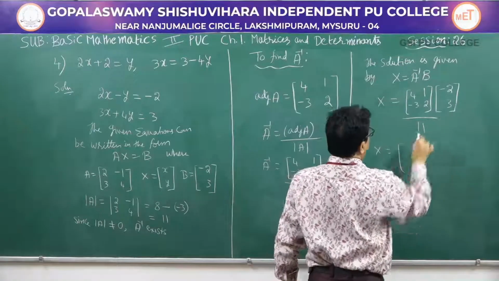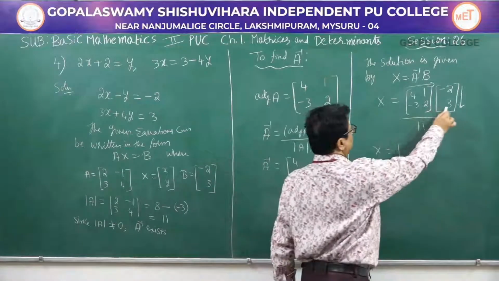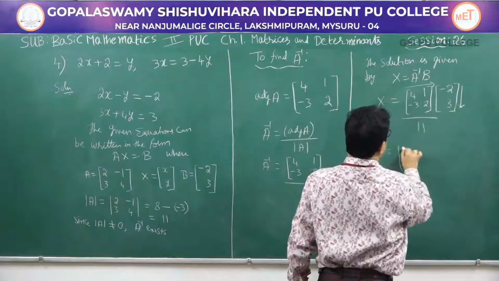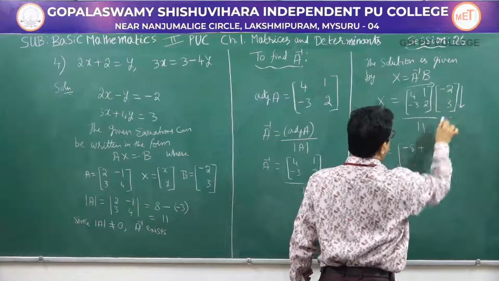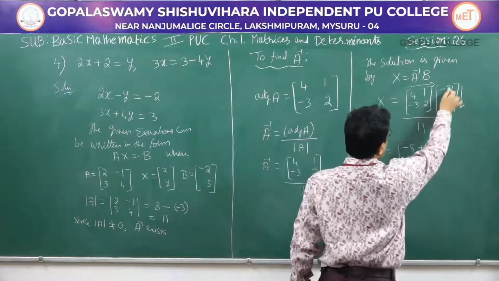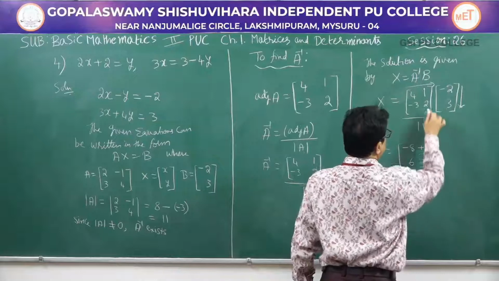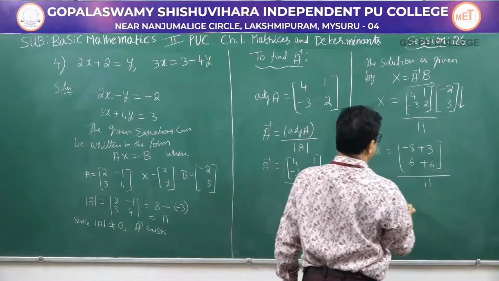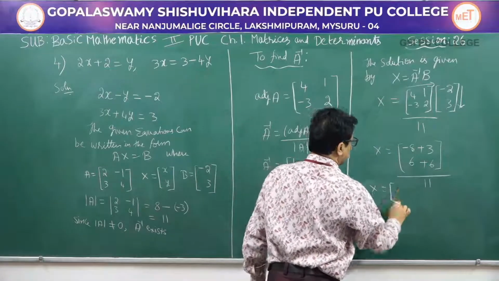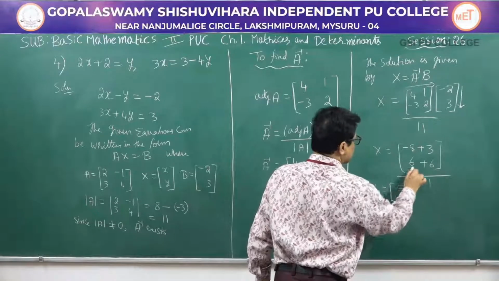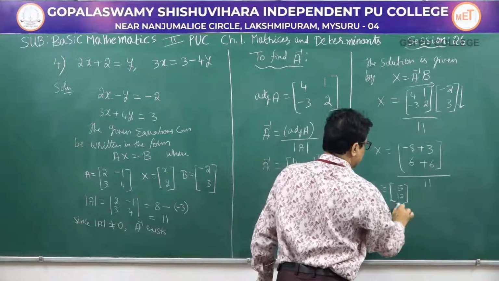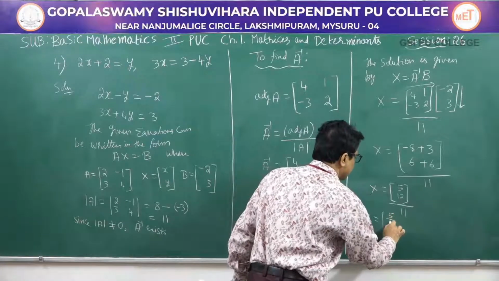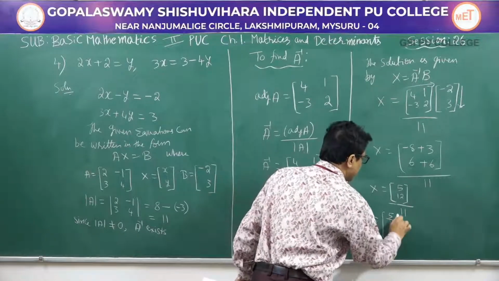So x is equal to, let us multiply these two matrices. The rule is row into column. That is 4 into -2, -8, plus 1 into 3, 3, -3 into -2, 6, plus 2 into 3, 6, divide by 11. So x equals -8 plus 3 is 5, 6 plus 6 is 12, divide by 11. So x is equal to 5 by 11, 12 by 11.